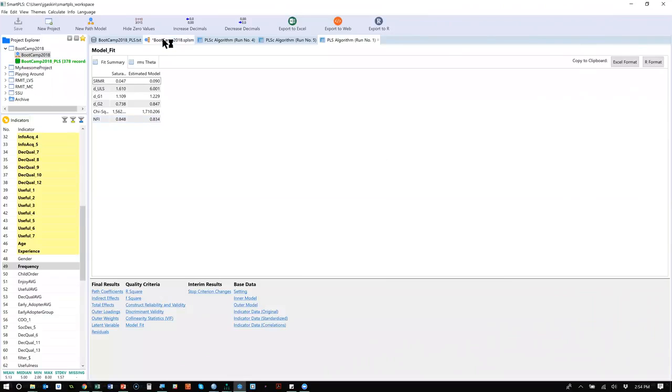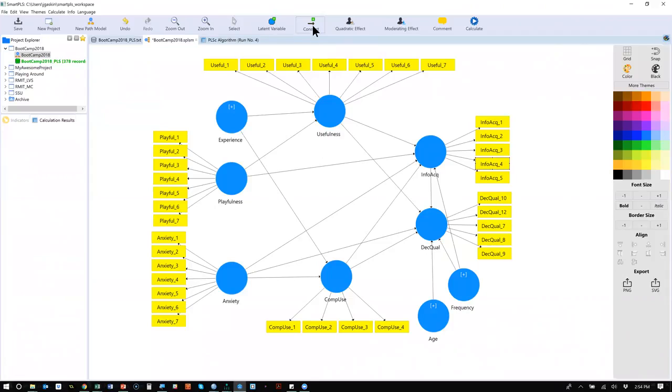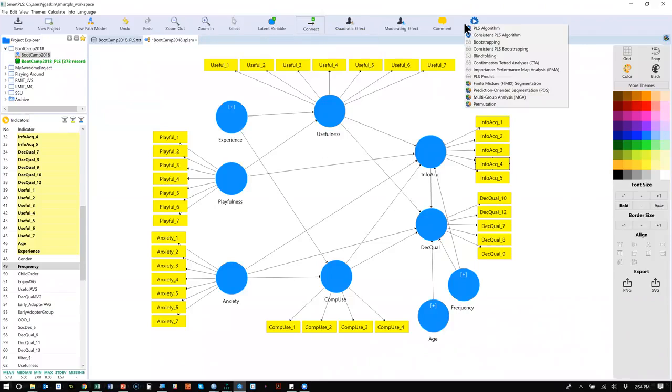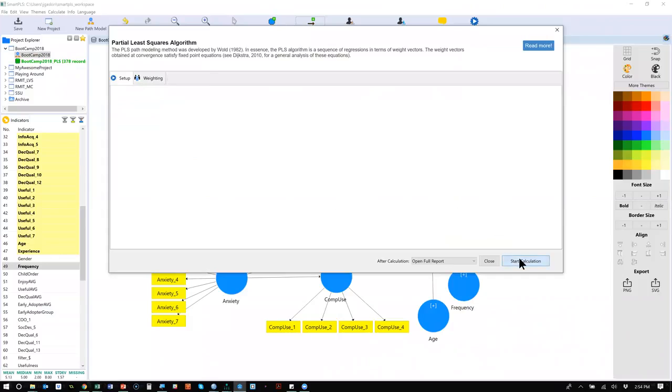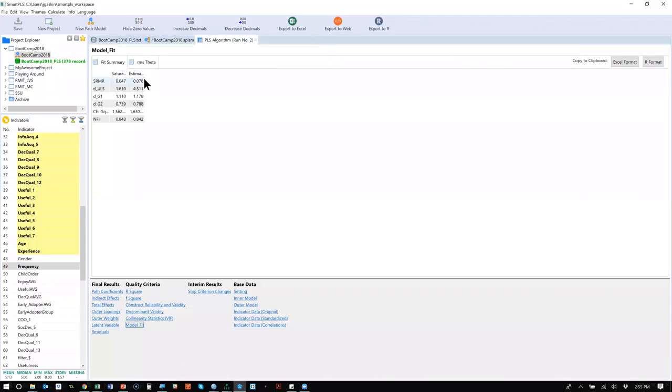So let's see if we can fix it. We know in our model that there is a relationship between information acquisition and decision quality, and yet we're not accounting for it. So let's account for that real quick. Click with the connect tool. Run it again. Look at model fit. Lo and behold, I am now under 0.08. Yay. NFI hardly changed at all. I don't like NFI. But neither does PLS, so we're good.